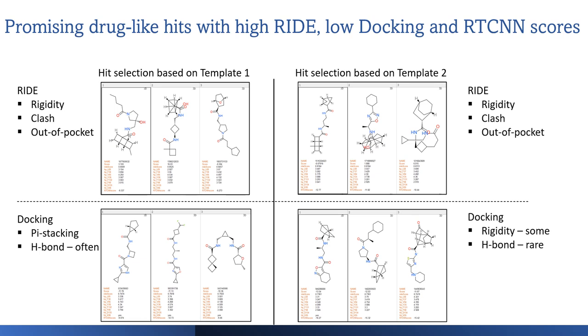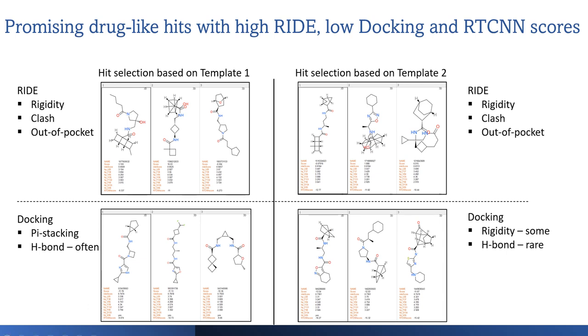Here is the summary table containing the representative hits mentioned in the previous slide. The first row indicates hits with a high RIDE score. The second row contains hits that have a low, negative docking score. The RIDE and docking and RTCNN scores are important parameters to be considered for hit selection.